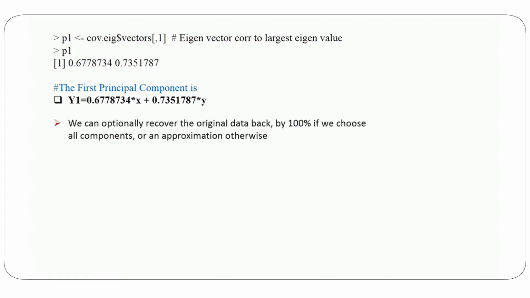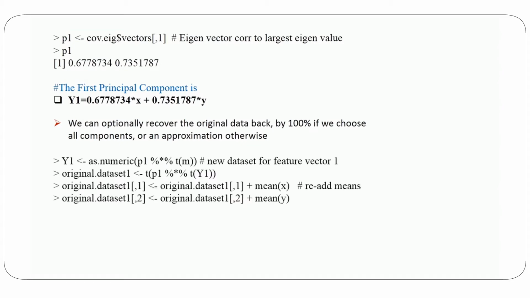If we have the data on the first principal component, we can optionally recover the original data by an approximation, and if we have both the principal components, we can recover the original data back by 100%. Since principal component analysis is an orthogonal transformation of the data, we can revert the transformation and get back to the original data set. So, we revert back to the original data set using only the first principal component.